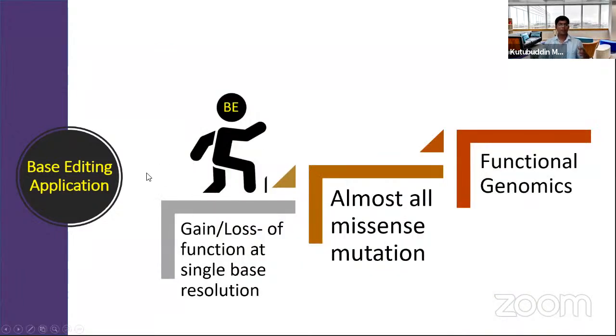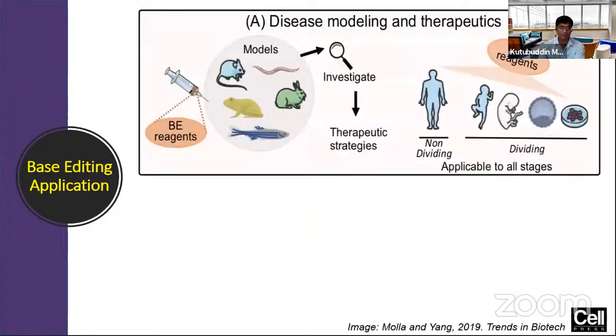Now, as I mentioned here, it is a great tool for gain and loss of function at single base resolution, and it could generate almost all missense mutations in the cell, and it is a great tool for functional genomics. So this is a classical example for disease application. Suppose progeria, as I gave you an example, progeria is caused by a single nucleotide mutation. So it was very difficult to generate a model, suppose a rabbit model, or maybe a guinea pig model or a rat model having progeria disease.